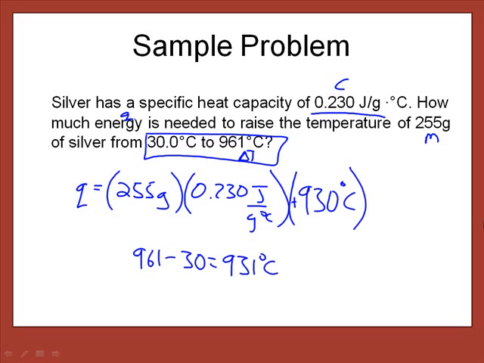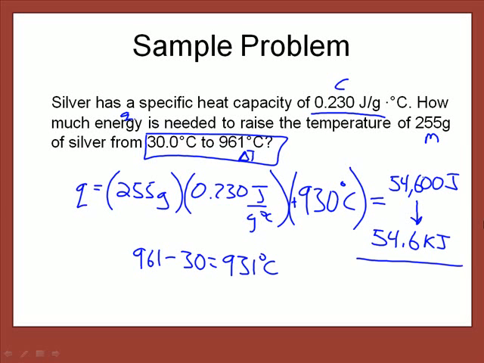So if we go ahead and calculate that now, we will come up with 54,600 joules, which is a really big number. And anytime we're getting up into the tens of thousands, it's probably a good idea to convert this into a more manageable unit. So let's turn this into 54.6 kilojoules. All right? Either one would be acceptable because I didn't ask you for joules or kilojoules, but 54.6 kilojoules is the better answer.